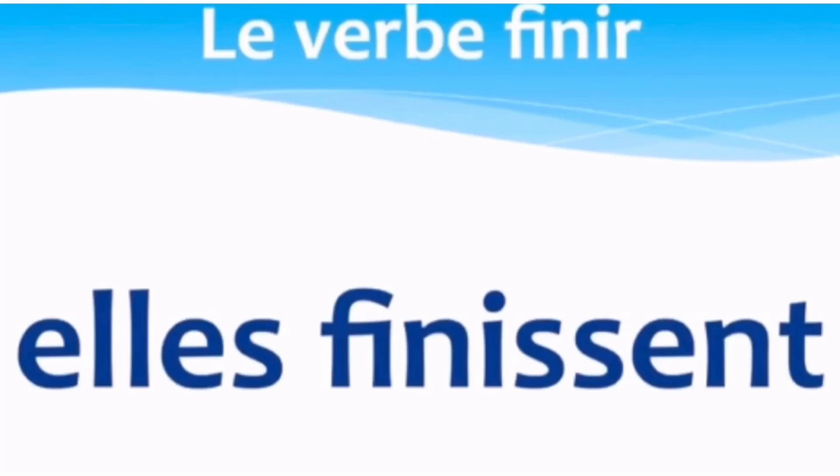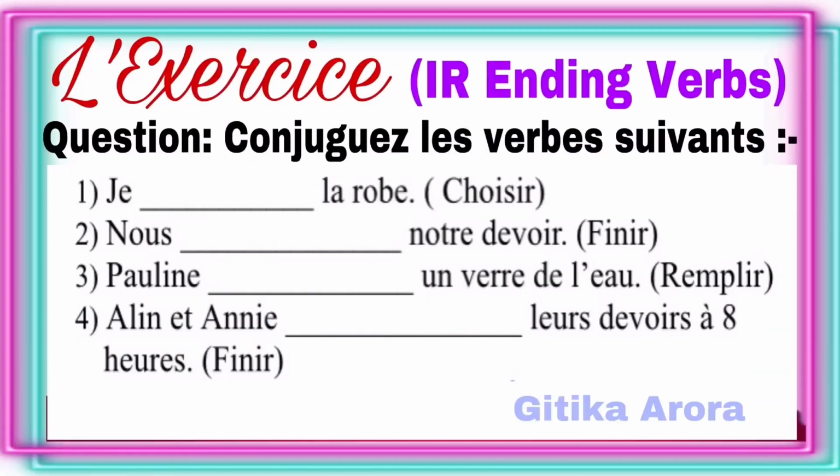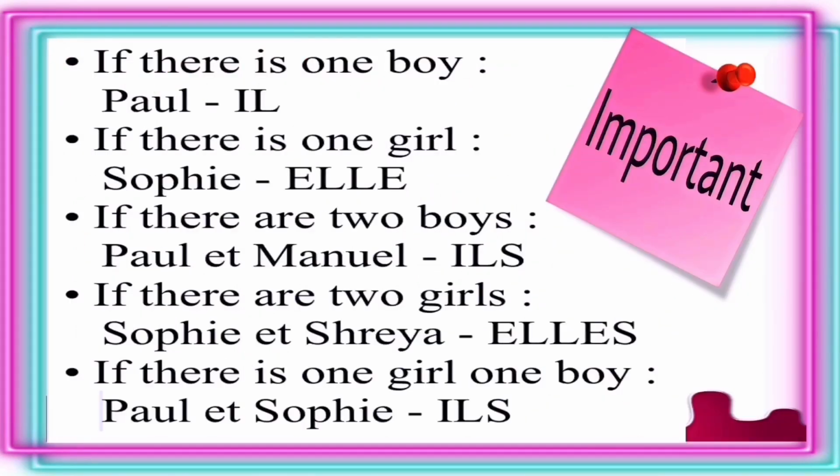Now pay attention here. In the ils and elles form we will not pronounce ent at the end, okay, because the verbs which end with ent will always be pronounced till e only. So its pronunciation will be finiss, not finissent. Now let's do this small exercise of ir ending verbs, but before this you need to understand certain important things. So these are some important points that you have to keep in your mind.